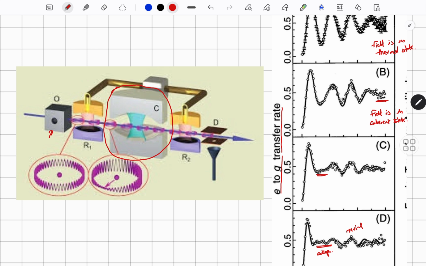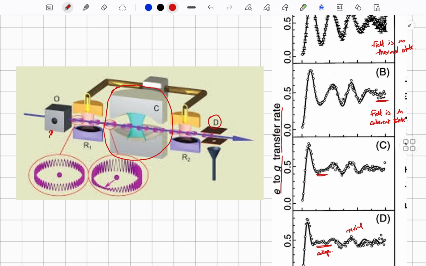This R1 and R2 is basically called the Ramsey interferometer. I'm not going to explain the role of R1 and R2 here, but with this setup you can check what the state of the atom finally is when it passes through this step, and that can be done through this detector. So you can see whether the atom is in the ground state or in the excited state.